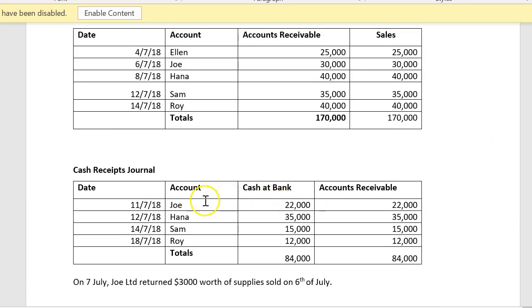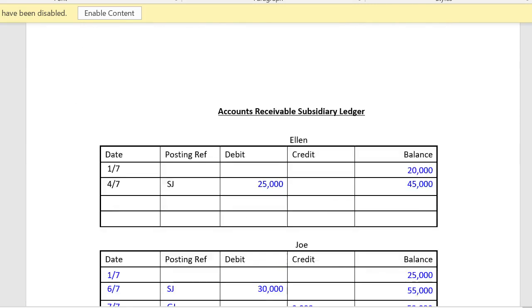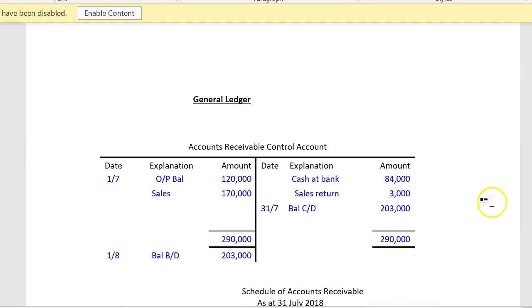Next, how much cash did they collect during the period? They collected a total of $84,000 from customers. That's how you get $84,000 here. You debit cash at bank, credit accounts receivable, and the opposite account name is cash at bank.